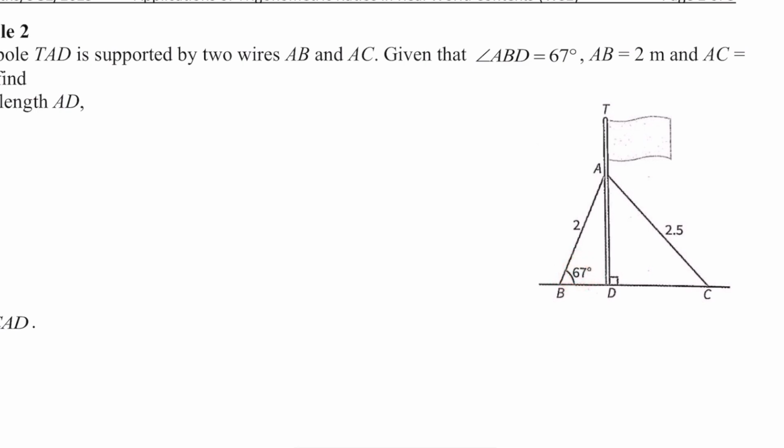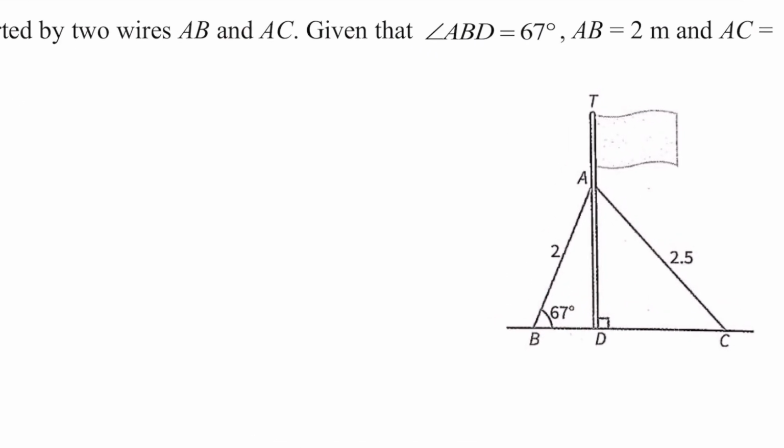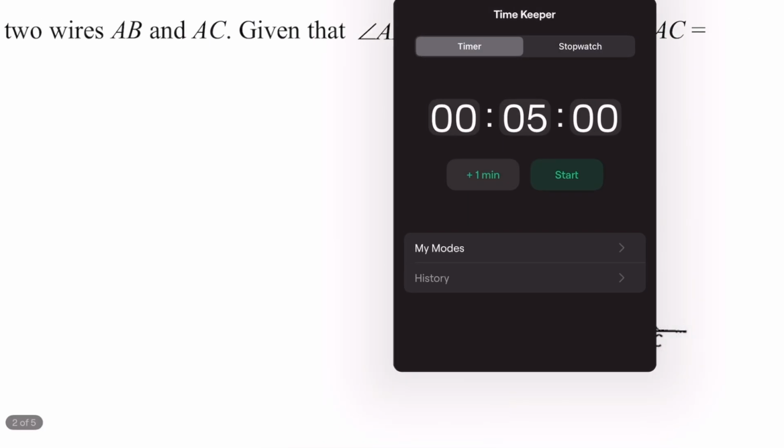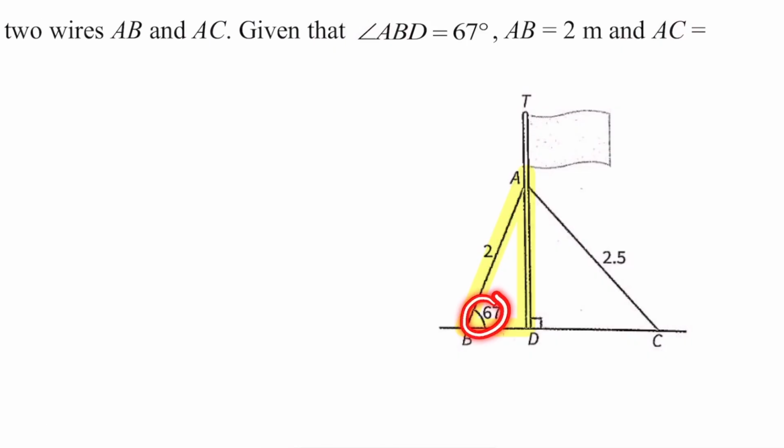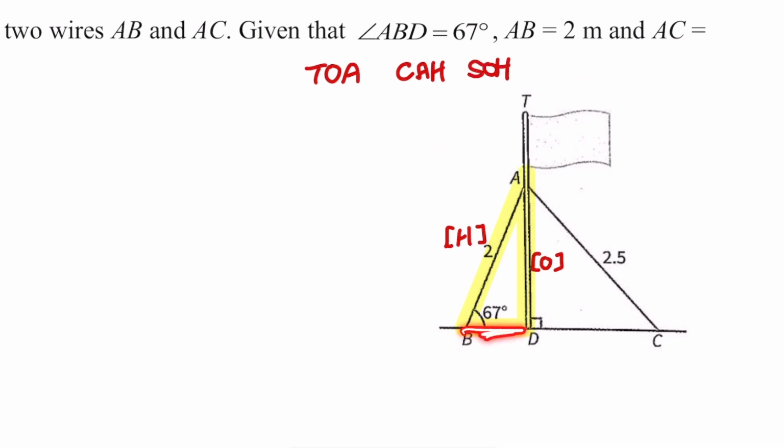If I were to highlight this right angle triangle, remember to use SOH CAH TOA, I must always have a right angle triangle. In this right angle triangle, based on this angle here, I know that this length AD is the opposite side. The length AB is the hypotenuse. I label them as short form O and H. Based on my trigo ratio, SOH CAH TOA, my length BD is the adjacent, which I don't know anything about.